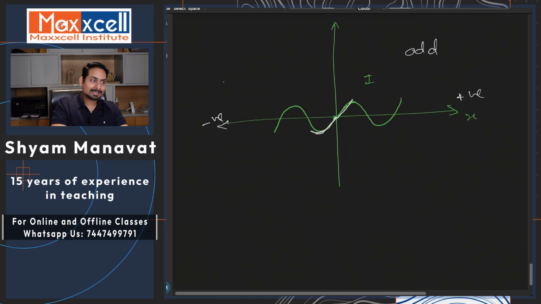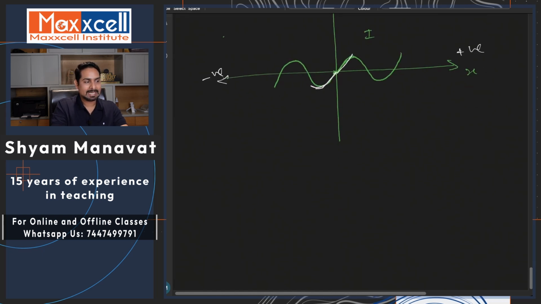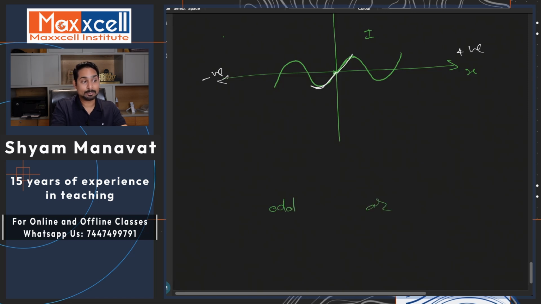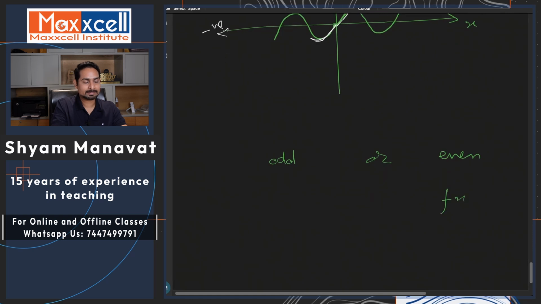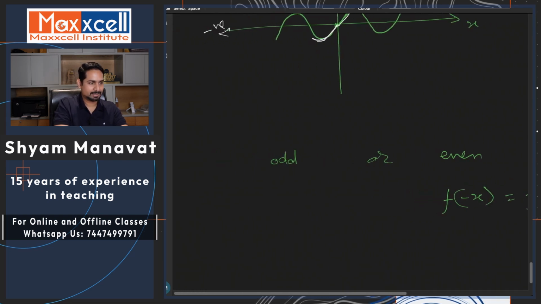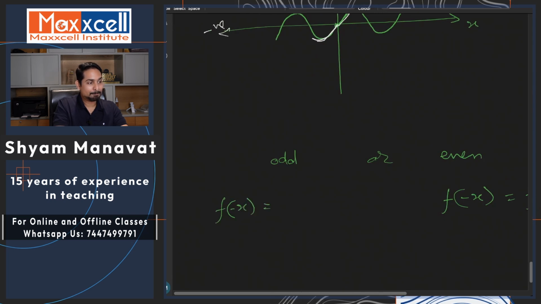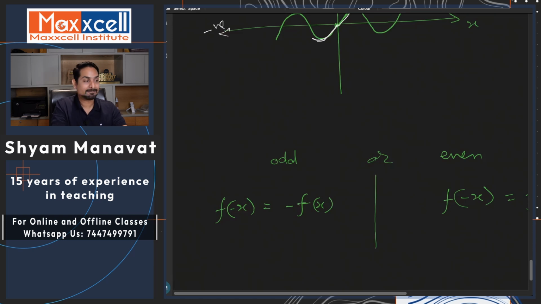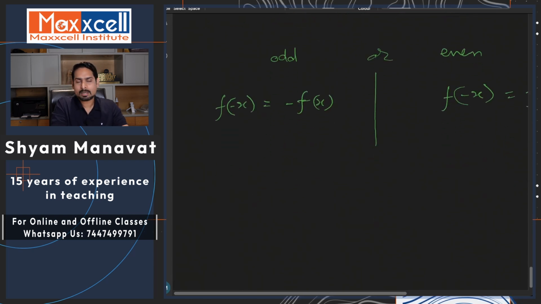Now, is it necessary that every function will be either an odd function or an even function? Is it necessary? No, not necessary. It is only when f of minus x equals f of x, and if f of minus x equals minus of f of x, only then can you define an even function or an odd function. But it is not necessary. I mean, you don't necessarily get these kinds of expressions.